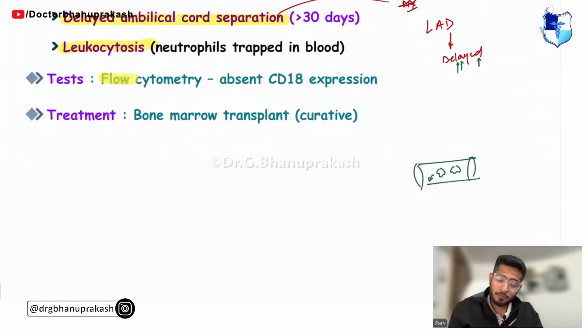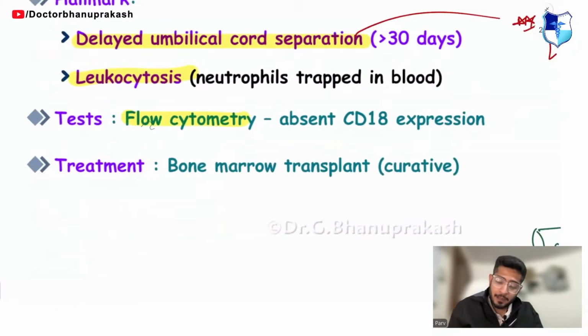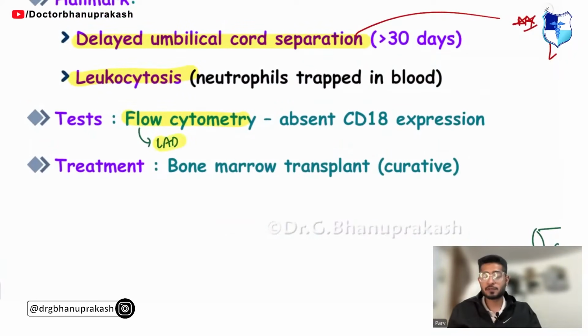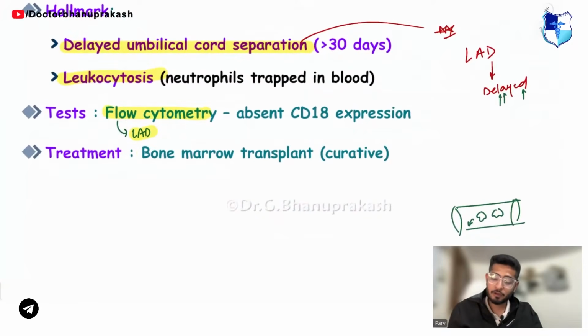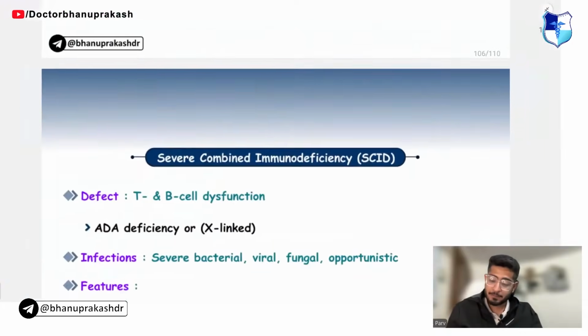And you have to do flow cytometry for the leukocyte adhesion defect. So flow cytometry is what is used in it. Fine, you have to understand this, and for treatment we give bone marrow transplant itself.